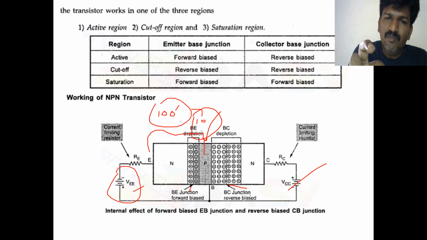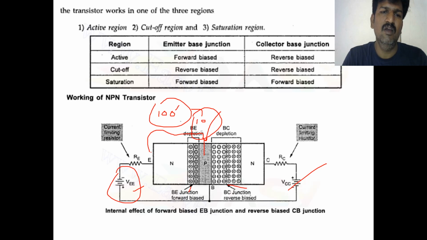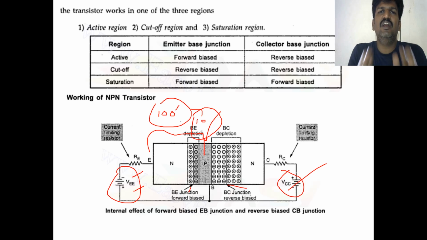Due to the recombination, there is a current through the base material, which is called the base current. One more point you should remember: when you apply this polarity, the depletion region between the base and emitter junction becomes narrower because it is forward biased. Next, when you apply this polarity voltage to the base-collector junction, the depletion region becomes wider. When the depletion region is wider, it is basically not conducting.